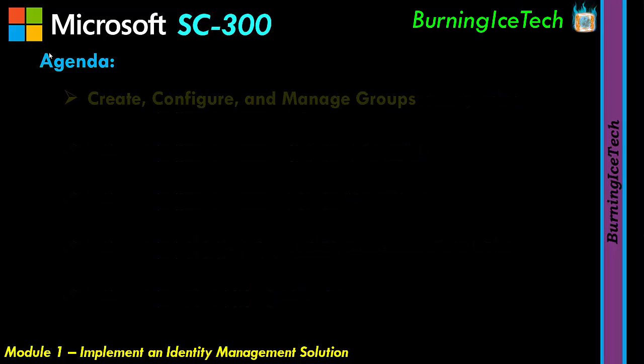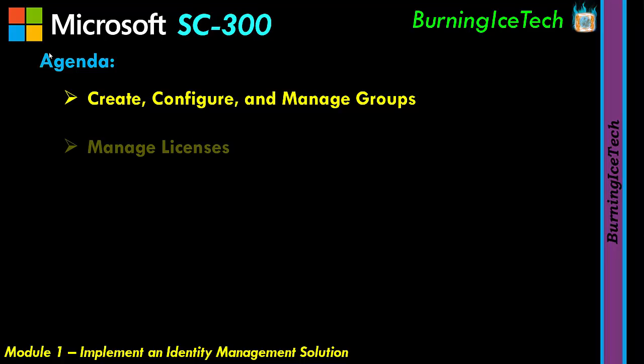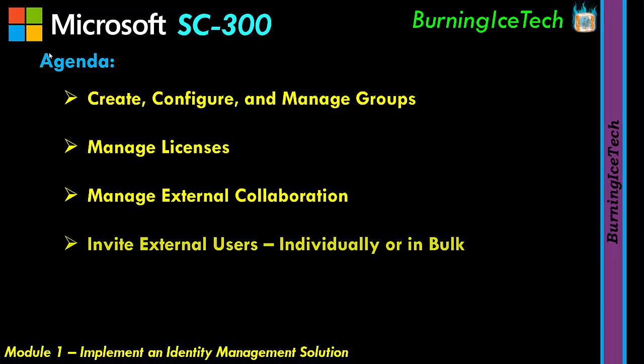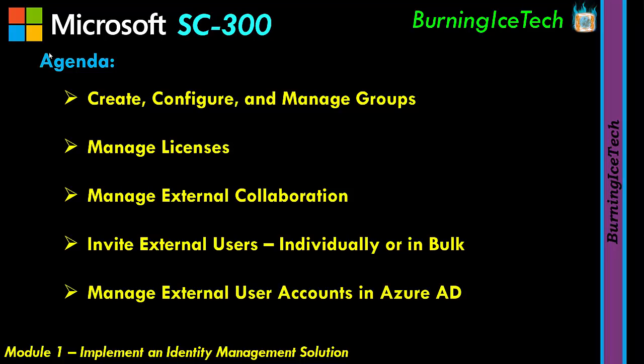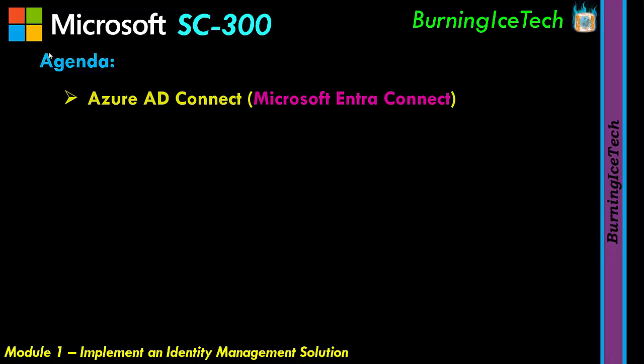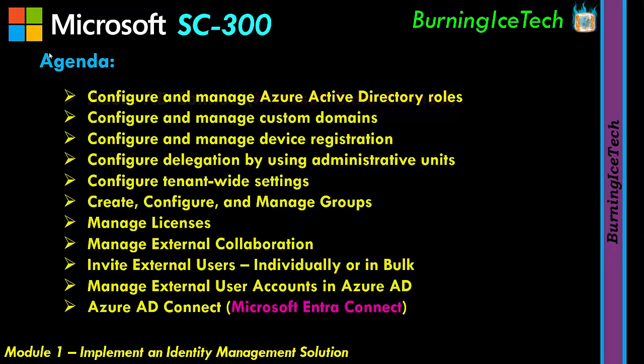The sixth is create, configure and manage groups. The seventh section is manage licenses. Eighth is manage external collaboration. The ninth is invite external users. The 10th is manage external user accounts in Azure Active Directory. And then, folks, finally, the 11th and last main section will be Azure AD Connect, which I believe is now called Microsoft Entra Connect. I would have guessed this would be called Microsoft Entra ID Connect, but I think it's called Microsoft Entra Connect.